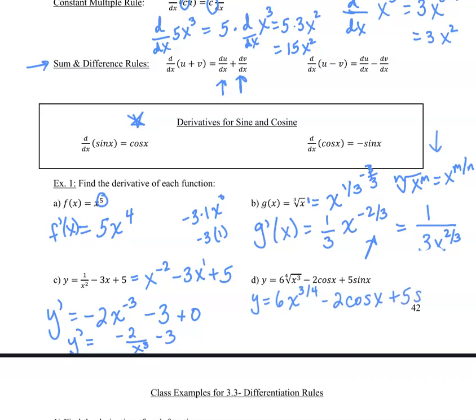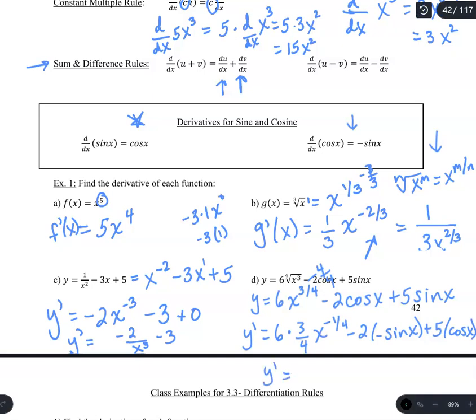minus 2 cosine x plus 5 sine x. Okay, so then the derivative would be 6 times, that's that constant multiple rule, 6 times the derivative of x to the 3/4. So that's 3/4 x to the, if you subtract 1, common denominator, 4 over 4, that makes it negative 1/4. Minus 2 times the derivative of cosine. Well, that's this function right here. So that's negative sine x plus 5 times the derivative of sine, which is right here, and that would be cosine x.